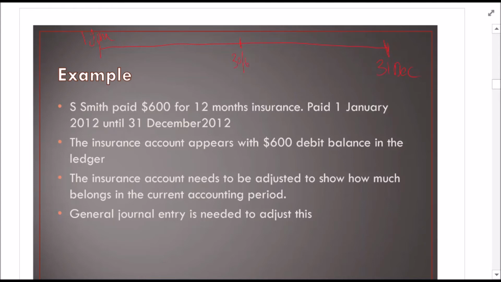So we need to work out how much of this one that paid $600 belongs in this financial year and how much belongs in this financial year. So we know there's $600 there. We know there's 12 months in the year, and we know there's 6 months until the end of the financial year. So we go January, February, March, April, May, and June, equals 6. So we're going to divide that 600 up by the 6 months.